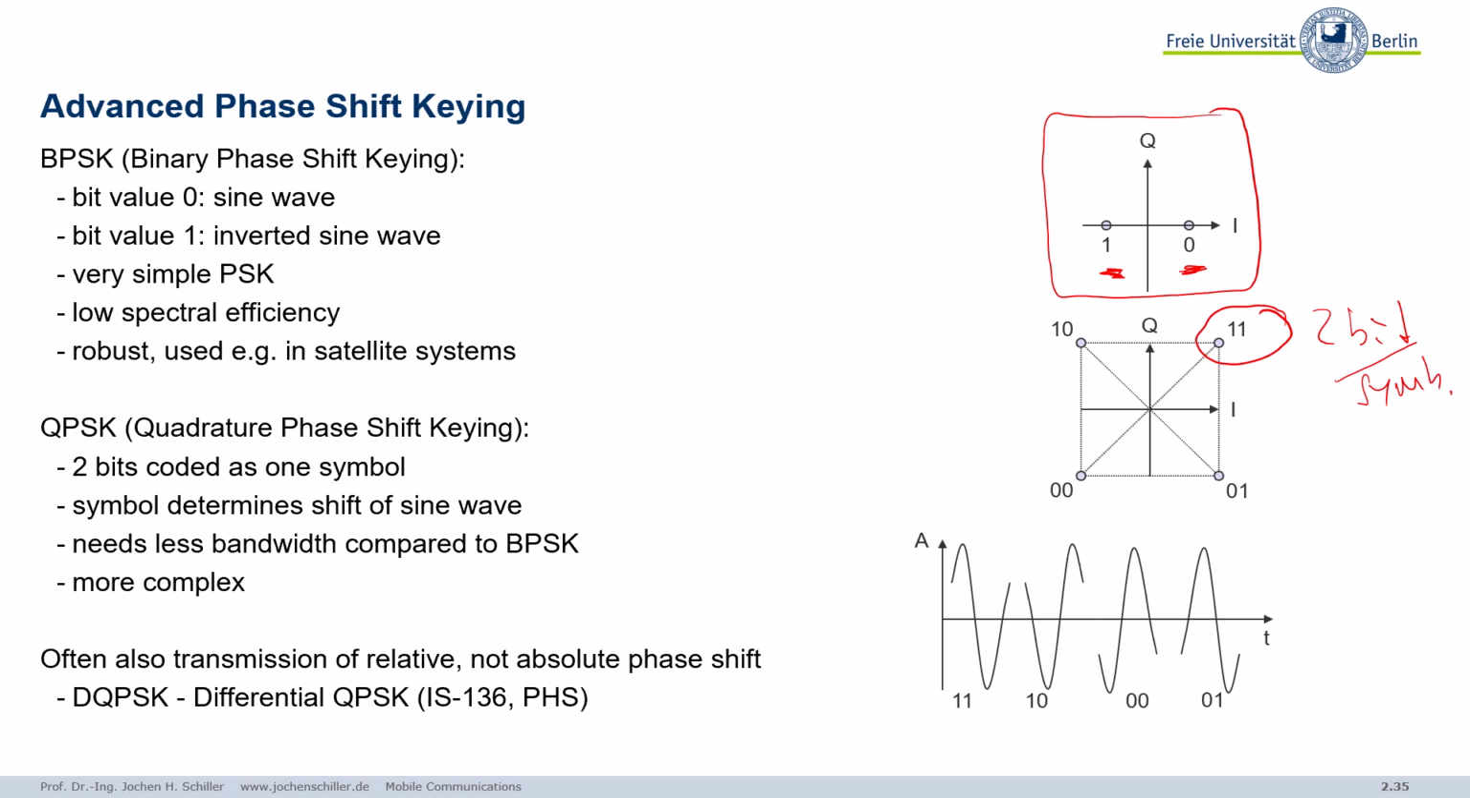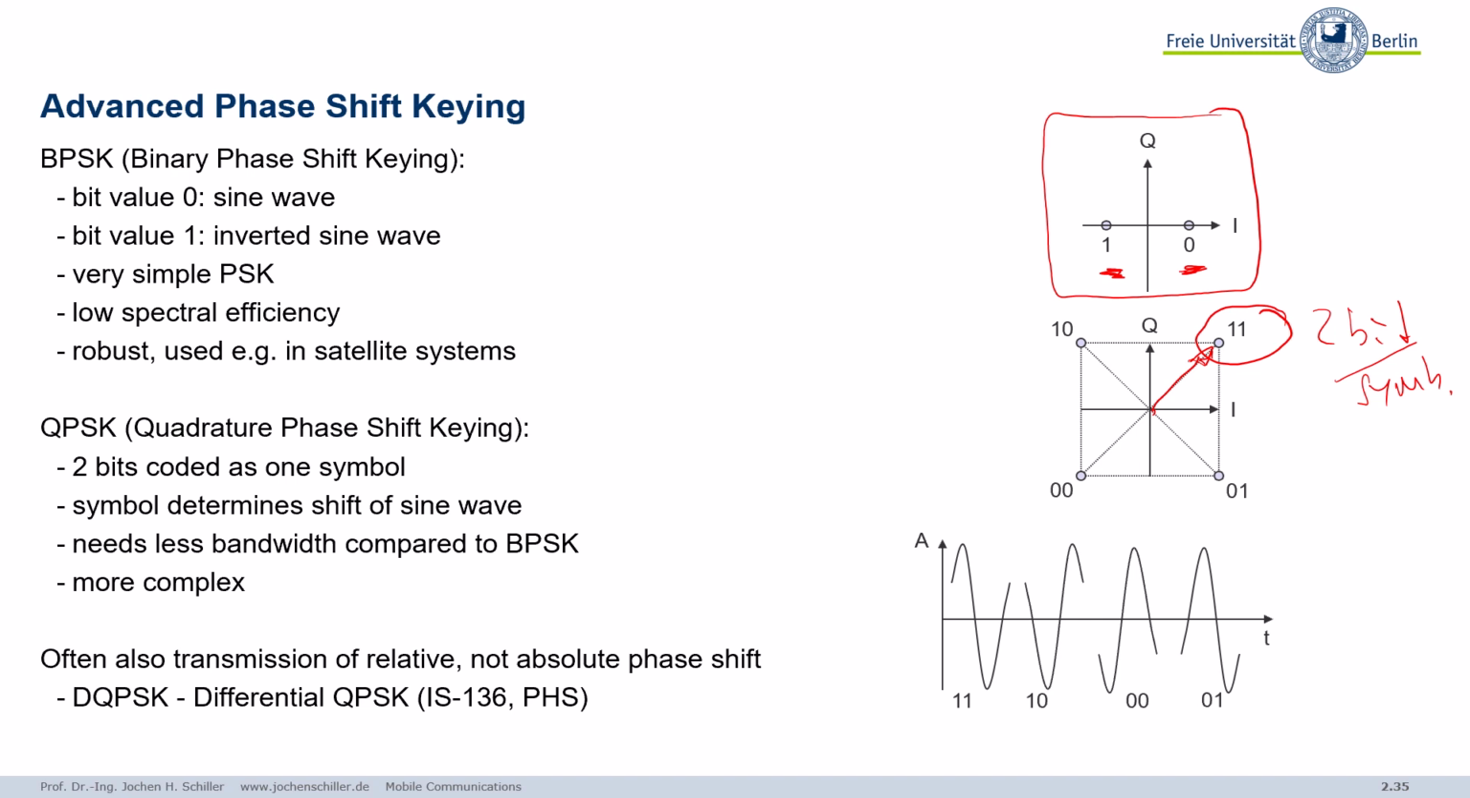So you see, now 1 is basically a sine wave of a certain amplitude. That's the length of the vector here. And a certain angle, certain phase shift. So the new symbol determines the shift of the sine wave. That's the idea. And it's a bit more complex, but it needs less bandwidth compared to the classical BPSK. And you can now combine this scheme with other schemes, and you can also have relative phase shifts, etc., etc.